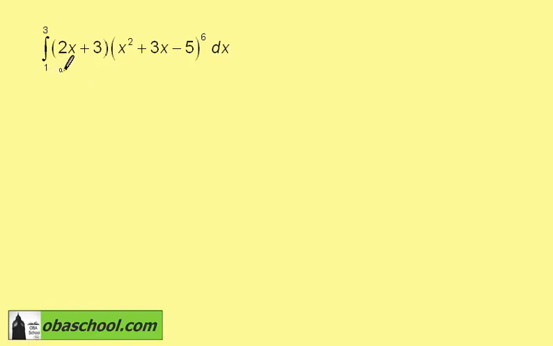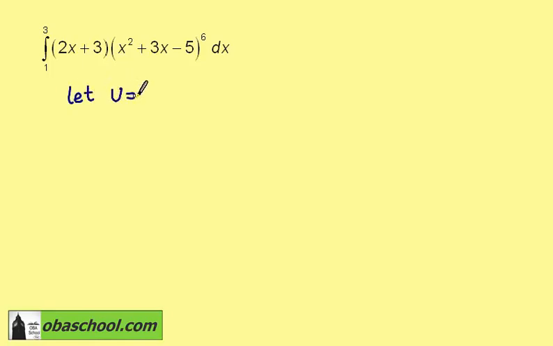We want to integrate (2x + 3) multiplied by (x squared + 3x − 5) all to the power 6 with respect to x between the limits x is 1 and x is 3. When we have limits on an integration by substitution, we can just change the limits into the new variable. We'll see this as we work through this example.